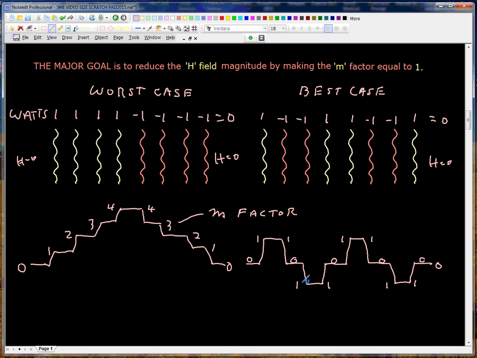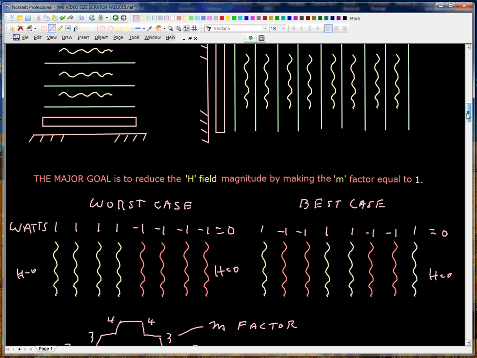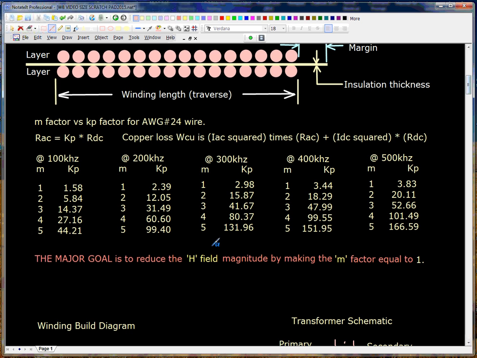This is what we're trying to do. Make the M factors always 1. Here the M factor goes as high as 4. So let's move up just for a moment, see what that means. Look what happens when the M factor is 4. The multiplier for the DC resistance is 27.16. If it's 1, it's only 1.58. That's a big difference.